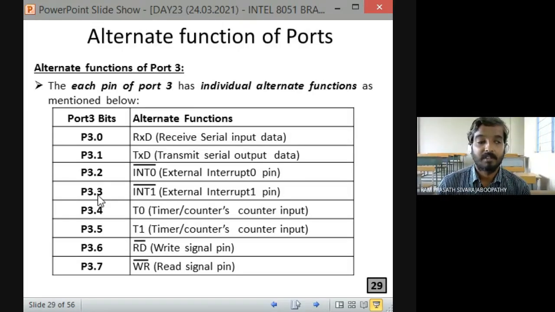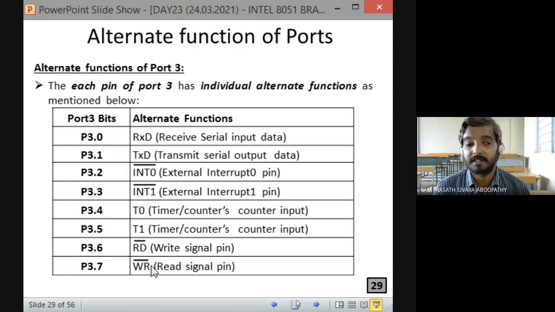Fine. Then P3.4 and P3.5, when you are configuring the timer or counter as a counter, the count input T0 and T1 comes through P3.4 and P3.5. Fine. Then P3.6 and P3.7 are for read and write signals. When accessing the external memory, these two pins are used for read and write operation.